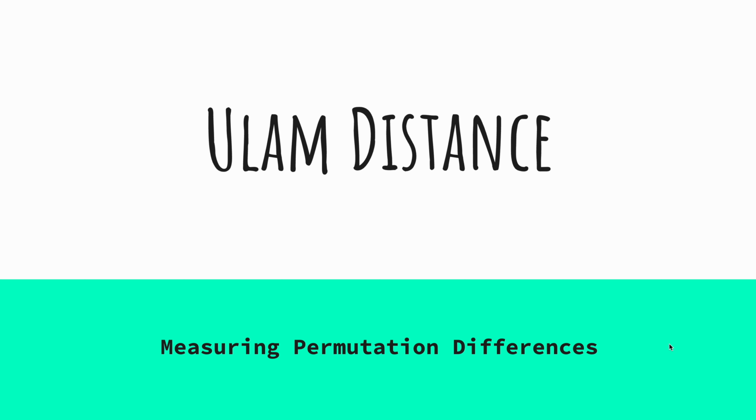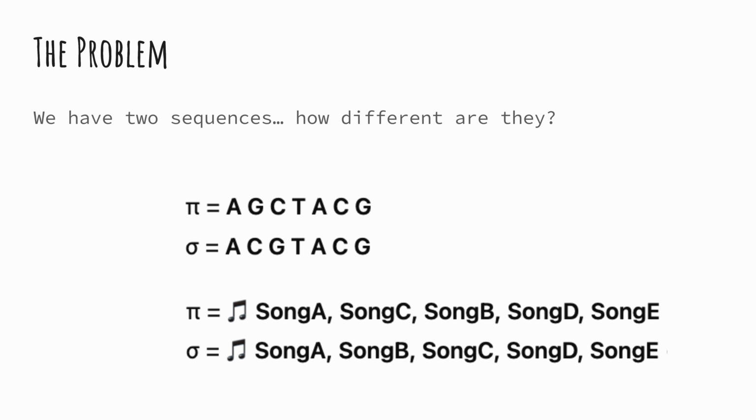We'll be talking about Ulam distance, measuring permutation differences. There are different ways to measure differences in permutations, such as Kendall-Tau, Chebyshev, and Hamming distances, but today we're talking about the Ulam distance. So for example, we could have two sequences.